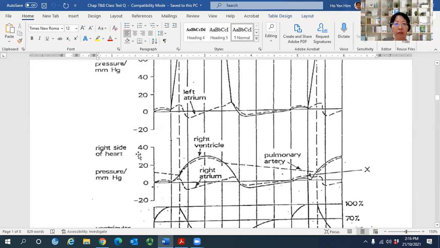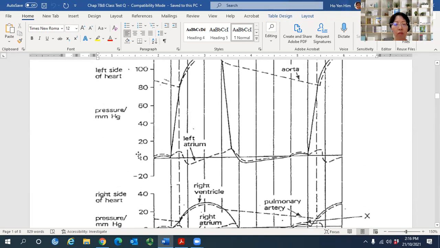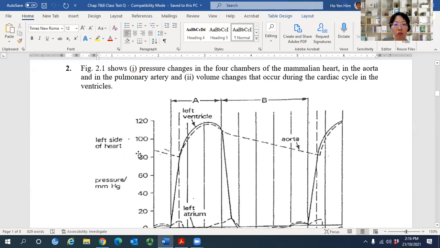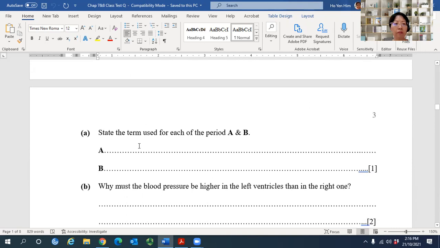This graph is a very accurate graph because I think this is from our old textbook, which is very concise and precise. The old textbook, not the previous version. It's a very, very old version, which is very concise and precise. So this graph is the best. So you can use this graph for revision as well. So let's look at the question.